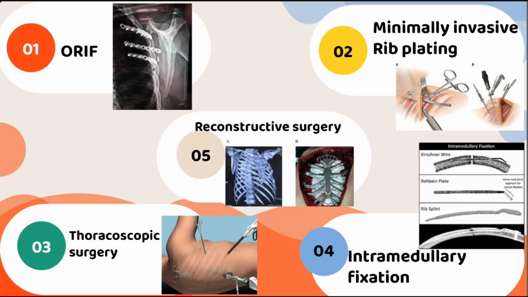Lastly, we have reconstructive surgery for the ribs, where incisions are made to expose the affected ribs and chest wall. The damaged ribs are stabilized with plates, screws, or even intramedullary rods. In some cases of severe loss, rib segments may be replaced with synthetic materials or autologous grafts, which are bone or cartilage from the patient. This is then closed, and a chest drain may be placed to prevent fluid buildup.